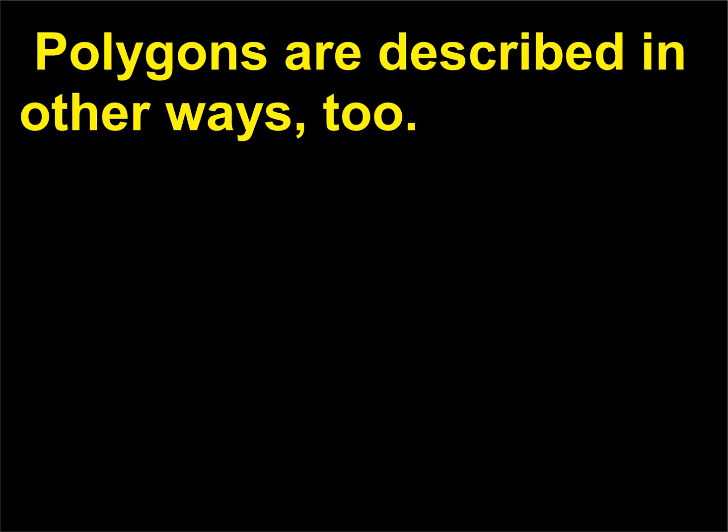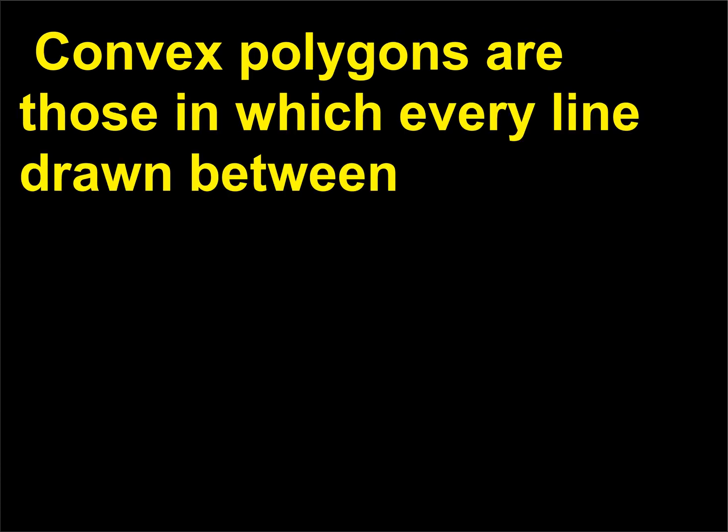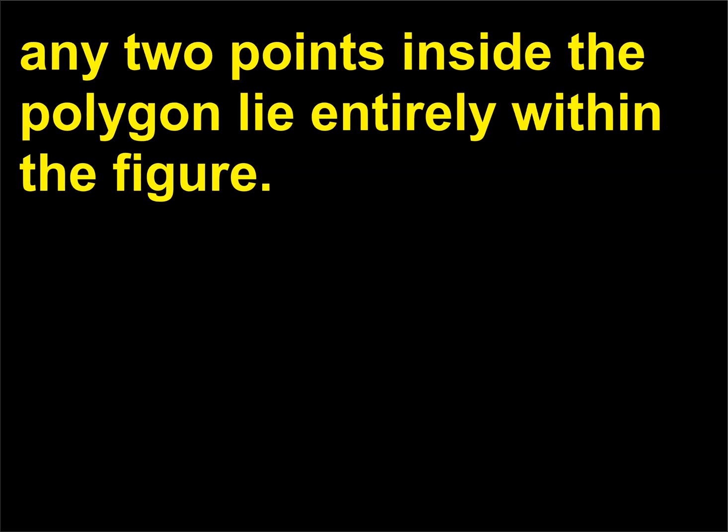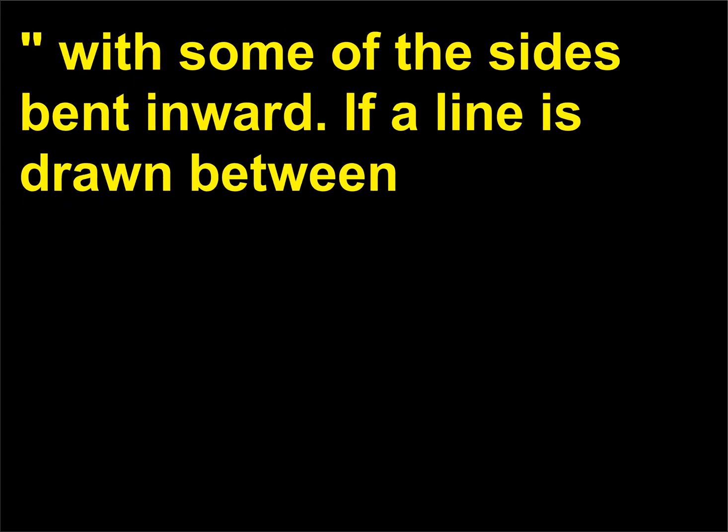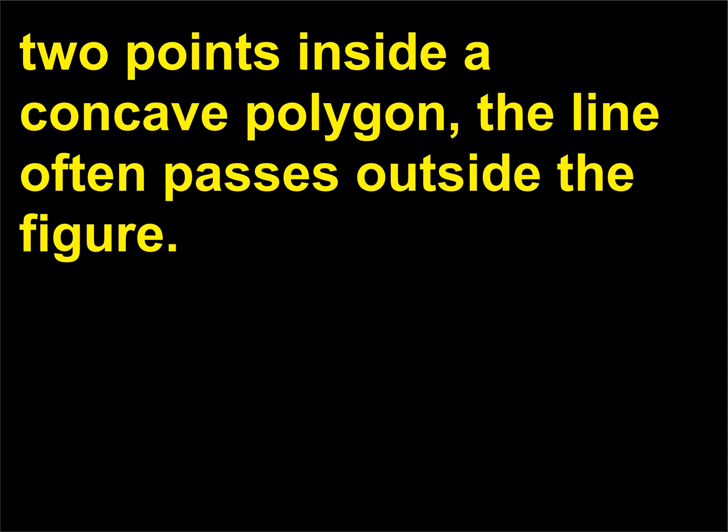Polygons are described in other ways, too. Convex polygons are those in which every line drawn between any 2 points inside the polygon lies entirely within the figure. Opposite from the convex polygons are the concave polygons, those that are essentially caved in, with some of the sides bent inward. If a line is drawn between 2 points inside a concave polygon, the line often passes outside the figure.